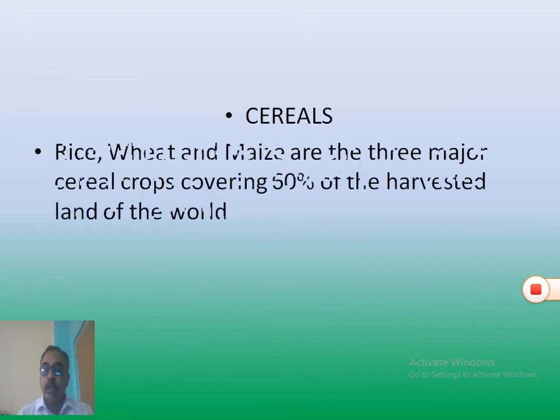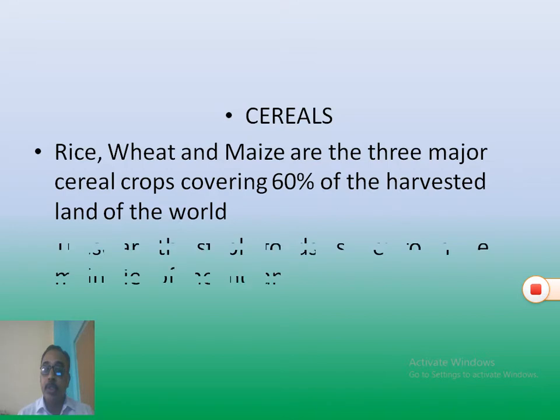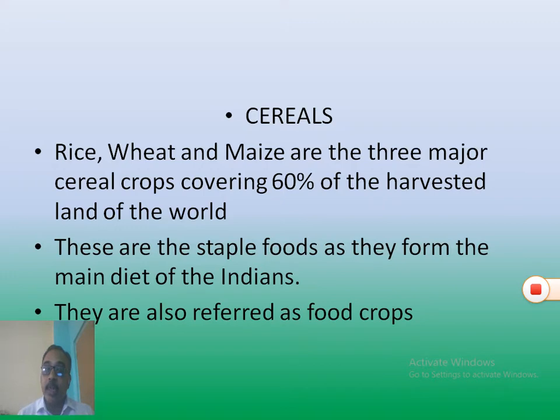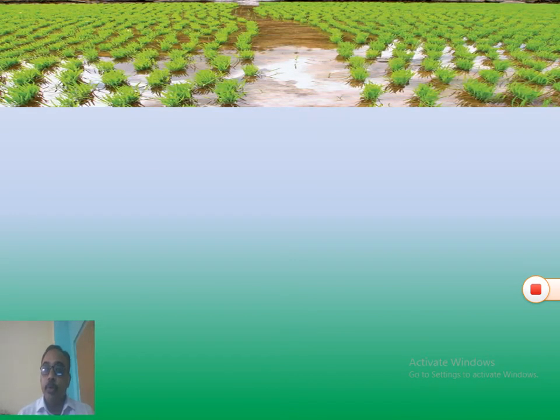Now if you check under the cereals, rice, wheat and maize are the three major crops which cover 60% of the harvested land of the world. And these are the staple foods as they form the main diet of the Indians. And that is the reason these crops are referred to as the food crops. So the first food crop we are going to do is rice.